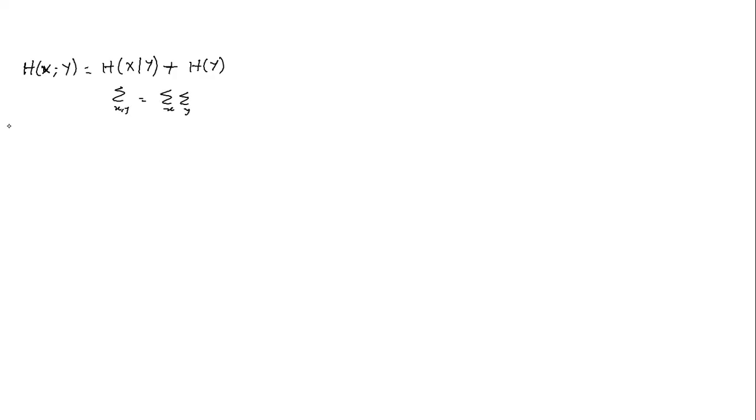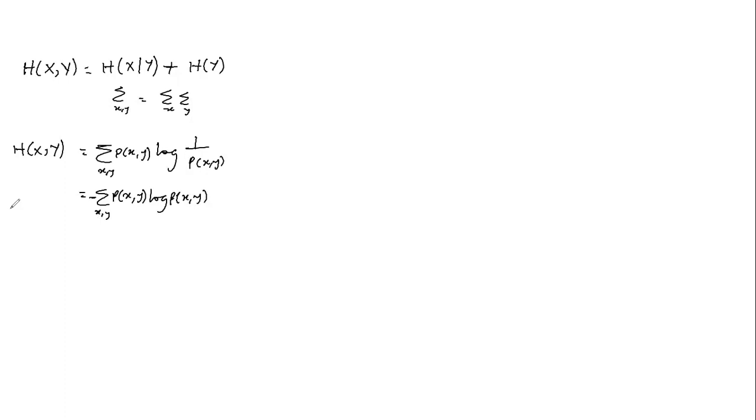So, we already know that the joint entropy of x comma y is the same as sigma over xy of p of xy log 1 over p of xy. And this also is the same as negative sigma over xy of p of xy log p of xy. And we can recall this rule or this theorem.